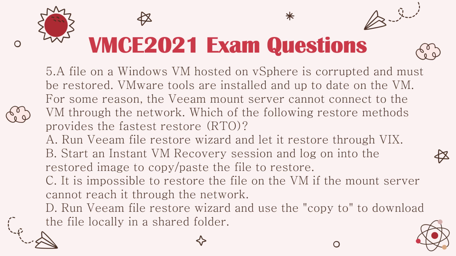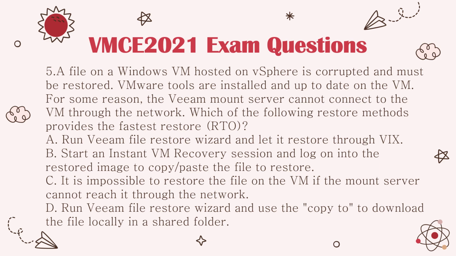A. Run Veeam File Restore Wizard and let it restore through VIX. B. Start an instant VM recovery session and log on into the restored image to copy, paste the file to restore. C. It is impossible to restore the file on the VM if the mount server cannot reach it through the network. D. Run Veeam File Restore Wizard and use the copy to download the file locally in a shared folder.